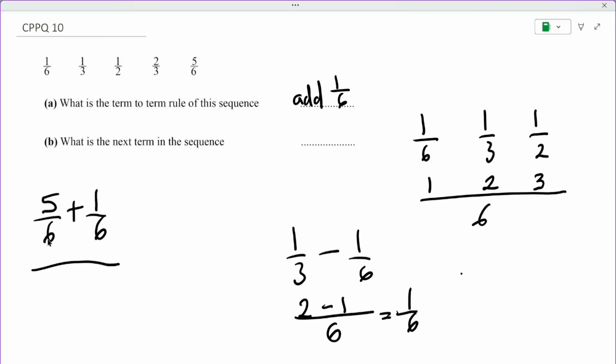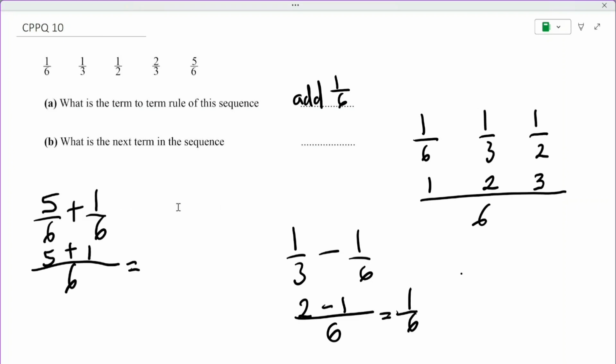The LCM of 6 and 6 is 6. Then we go, 6 divided by 6 is 1. The result of dividing 6 by 6, which is 1, times the numerator, which is 5, will give you 5. 1 times 5 is 5. Plus 6 divided by 6 is 1. The result, which is 1, times the numerator, which is also 1. 1 times 1 is 1. So we have it as 1.